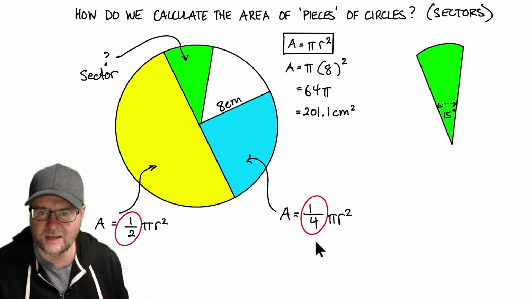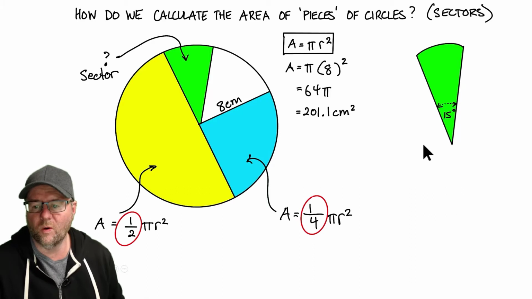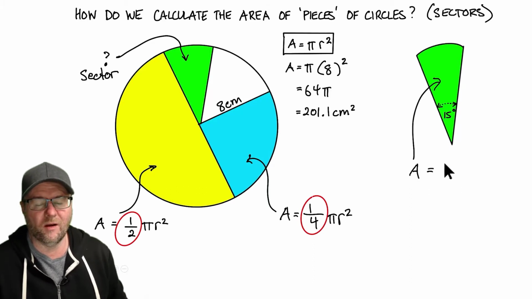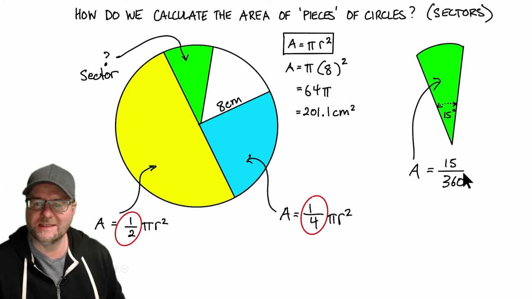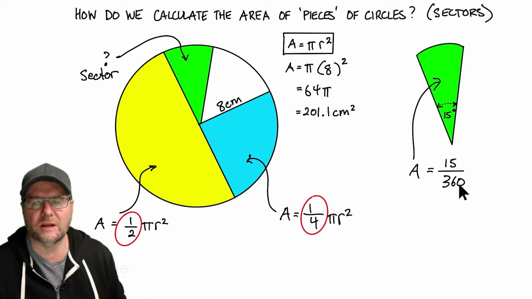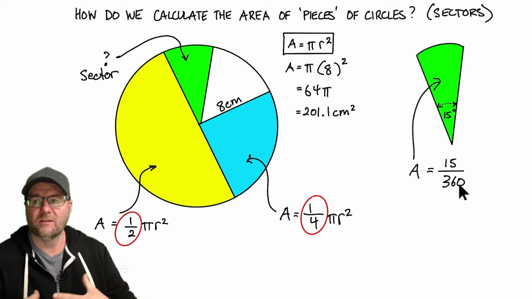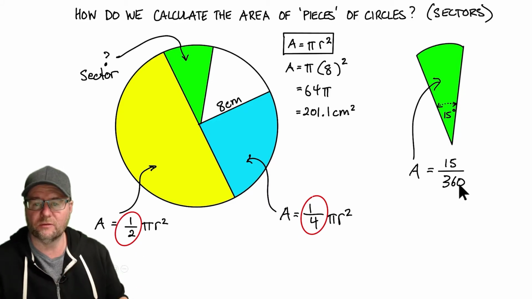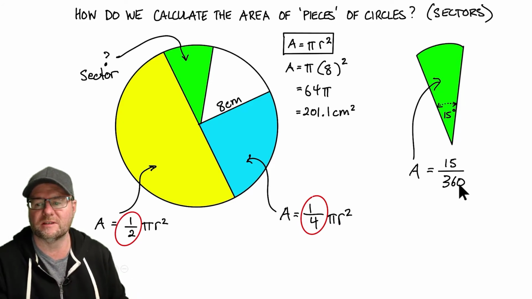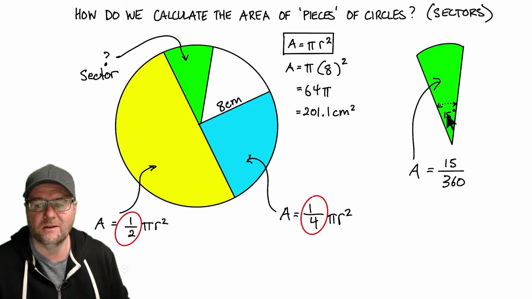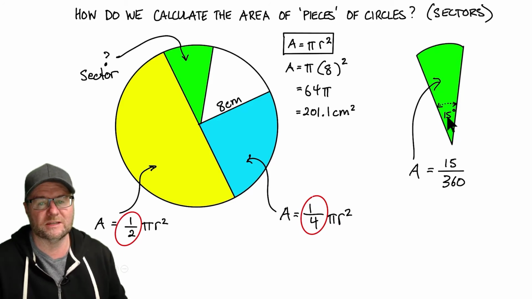In this case, I had a quarter. So all I need to do to work out the area of this piece is, first of all, I write my fraction, which in this case is 15 over 360. Now, where does the 360 come from? It's 360 degrees in a full circle. Like one revolution right around is always made up of 360 degrees. I'm only keeping 15 of those 360. So my fraction will be this angle, 15 over 360.